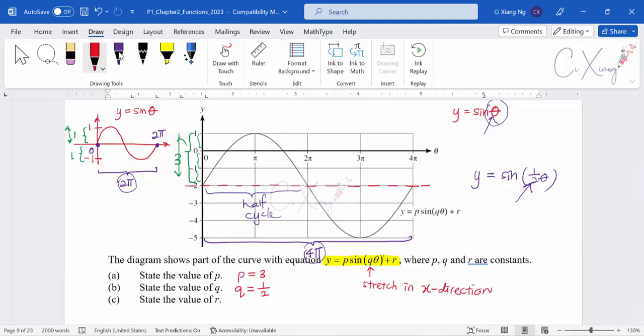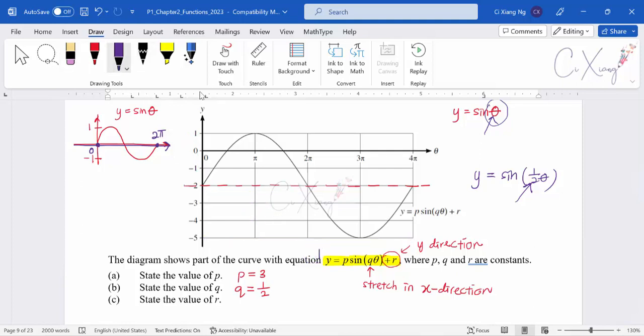So to get the value of r, it can be observed that the plus r is actually outside the basic function. So this is also in the y direction, and to be accurate, it should be a transformation in the y direction. Okay, so for a transformation in the y direction, you need to observe the center line. So like this one, the center line is y equals to 0, the x axis. And the center line for the graph after the transformation has become this particular line, which is negative 2. So from 0, it is shifted down to the value negative 2. So that means it is actually a translation in the y direction with 2 units downwards. So your r should be equal to negative 2.